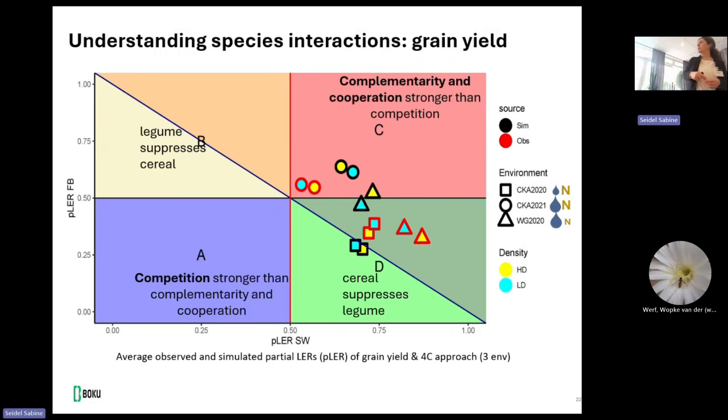And here I've plotted the simulated and observed values. The simulated values are the ones with the black border, and red is observed, and then the colors are the different sowing densities, and then you have the different environments. One environment where we have not too much water and not too much nitrogen, one where we have a lot of water and a lot of nitrogen, and then this is the organic side where we have not so much. But I don't want to go into detail here now.